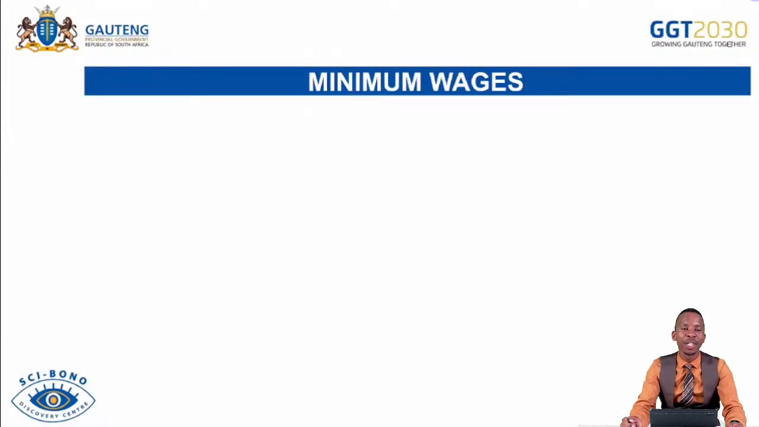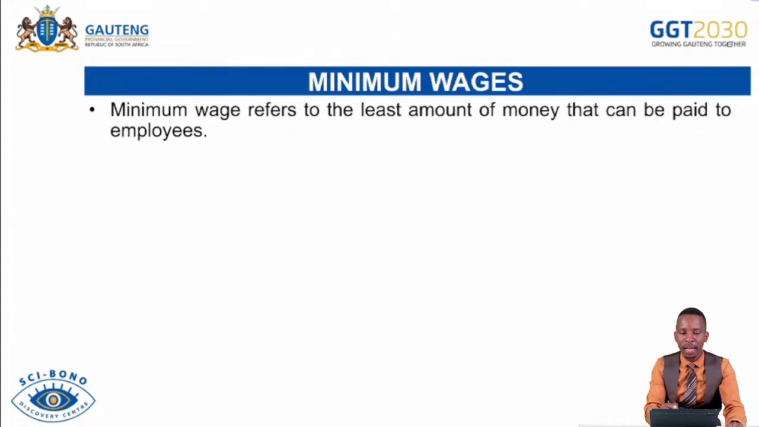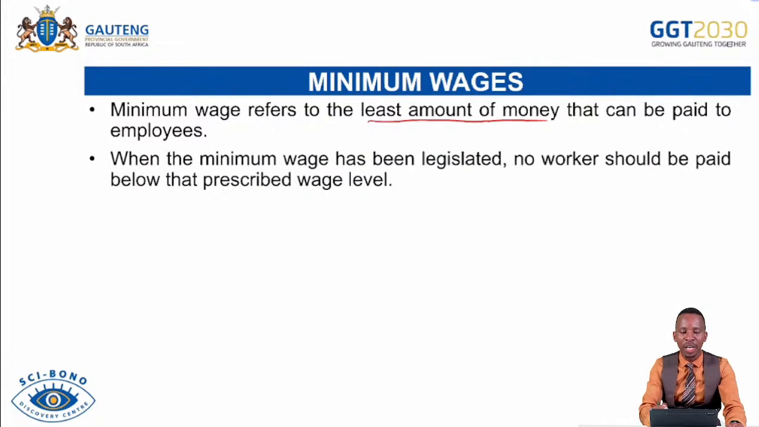And then the minimum wage. Remember, the minimum wage is the lowest wage that people should not be paid below within a particular industry. So the minimum wage refers to the least amount of money that can be paid to employees, meaning no employee should be paid below that particular wage in that particular industry. When minimum wage has been legislated, no worker should be paid below the prescribed wage level.